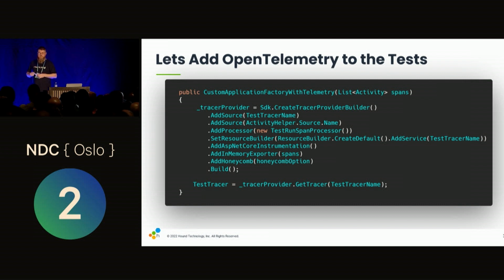But we're also going to add in something called the in-memory span processor or in-memory exporter. Now, what that's going to do is it's going to say that every span that's created in our application is going to stick it in a dictionary for us. It's actually a list. But it's going to stick it in there for us so that we can interrogate it. So we can know for an individual test what spans were created. We're also going to add Honeycomb in because I work for Honeycomb, so I'm obviously going to add Honeycomb in there.